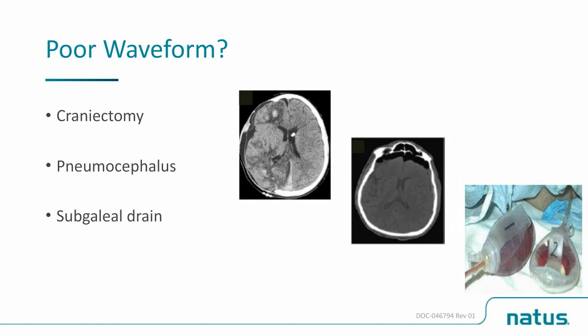Lastly, there are a few situations in which your ICP waveform may be dampened. If you have a patient with a craniectomy, they no longer have that closed box. The closed dura will help provide some waveform, but it may be hard to read. The same with the pneumocephalus because of the airspace inside the cranium. As the pneumocephalus absorbs, you can expect the waveform to improve. And in the presence of a subgaleal drain, you may see not only a dampened waveform, but a negative ICP because of the reverse pressure to the tissue. Once the drain is removed, the ICP and waveform should correct itself.